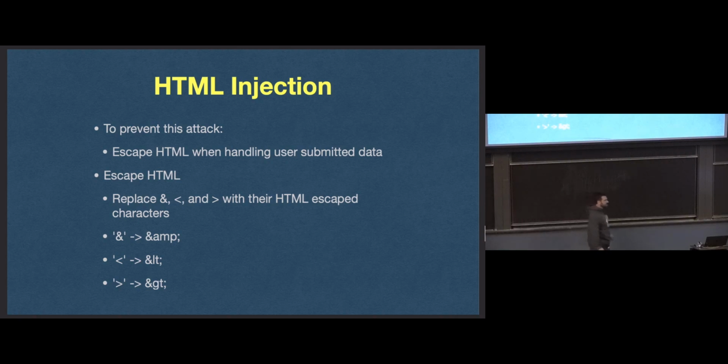So now, instead of treating these as the actual symbols, they're going to be treated just as the UTF-8 characters that we want them to be. So we're just going to replace, with a find and replace, all of these characters with their escaped values.